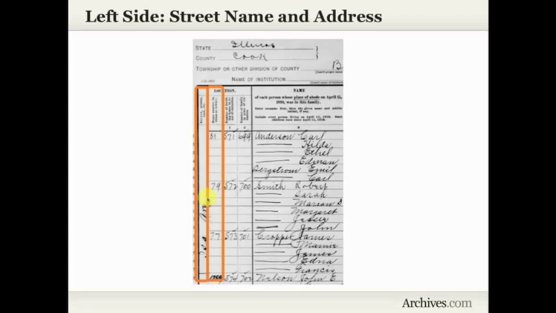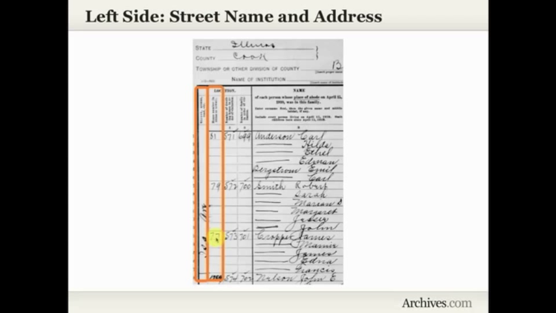The same goes for the house number, which is this first column of numbers. It's the actual street address. So here we have 81, and it looks like Isa Avenue. So here we have 81 Isa Avenue, 79, 77. These are the actual house numbers.